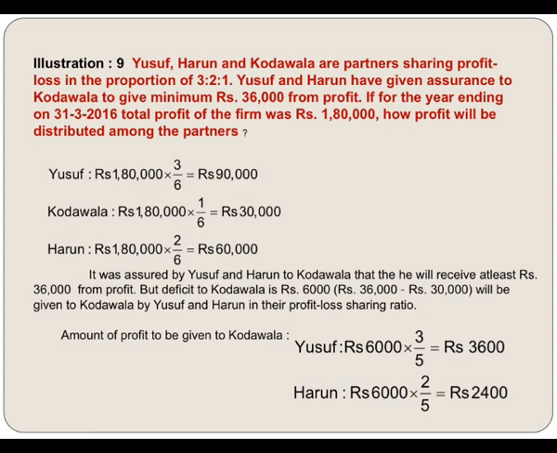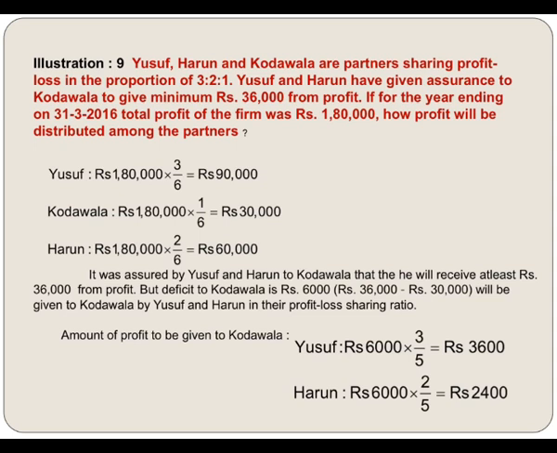So here Yusuf and Harun have given assurance to Kodawala that a minimum of 36,000 profit Kodawala will receive. But here our calculation suggests that Kodawala receives only 30,000 rupees. So there is a deficit in Kodawala's profit. That is how much? It is 6,000 rupees, because as per the profit and loss ratio, Kodawala is receiving only 30,000. But as per the assurance given by the first two partners, Yusuf and Harun, Kodawala has to get a minimum of 36,000 rupees profit. So in that scenario, the deficit of 6,000 has been borne by these two partners, Yusuf and Harun, in their profit and loss ratio.